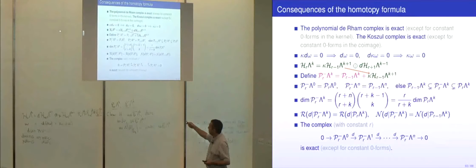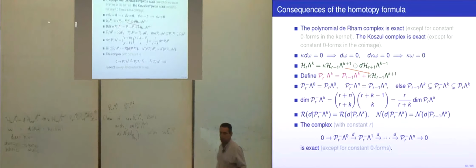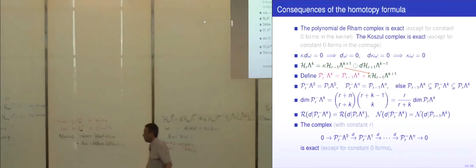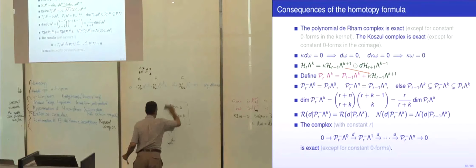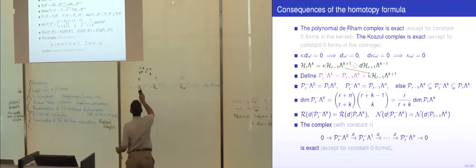If you're in here, D maps you into the next space, and the null space is only the things that were D from the preceding space. So we have these two complexes, which are very important to remember. The polynomial de Rham complex. You can do them either homogeneous or the full polynomial space. Let me go back to the full polynomial space.